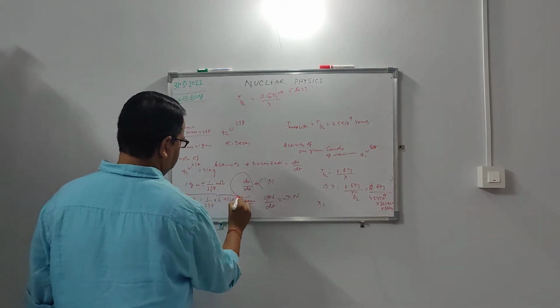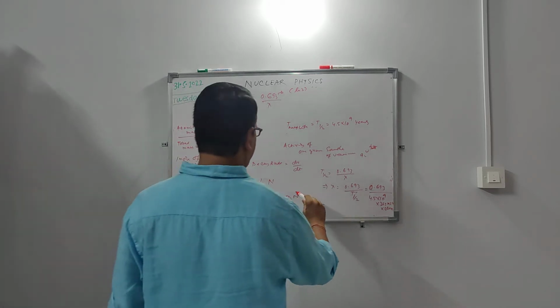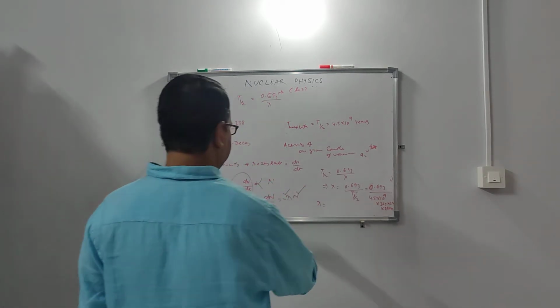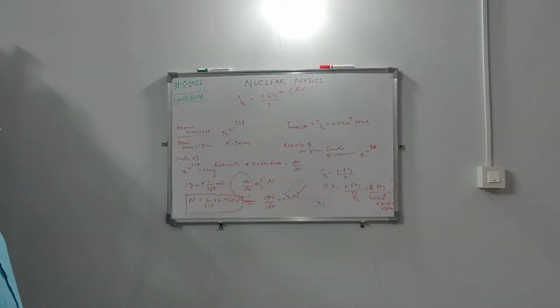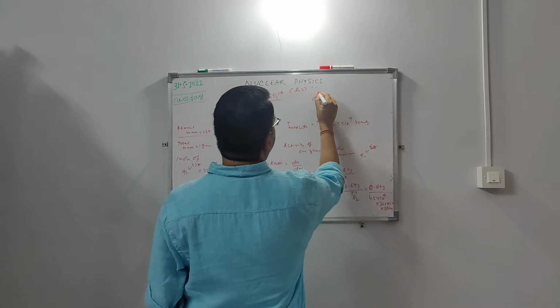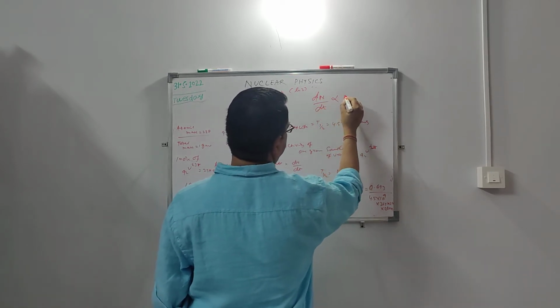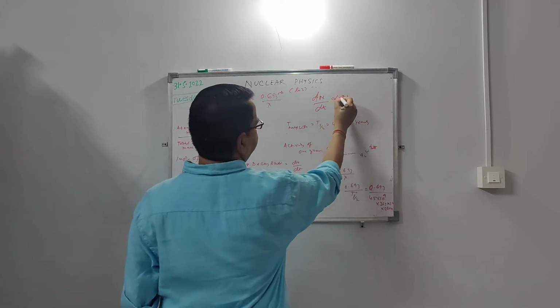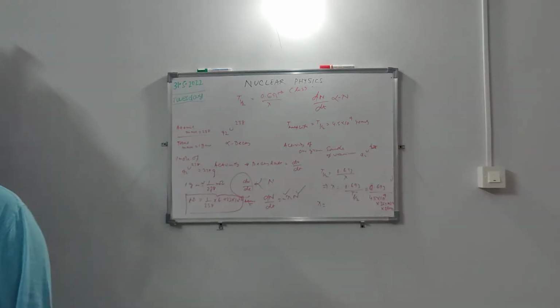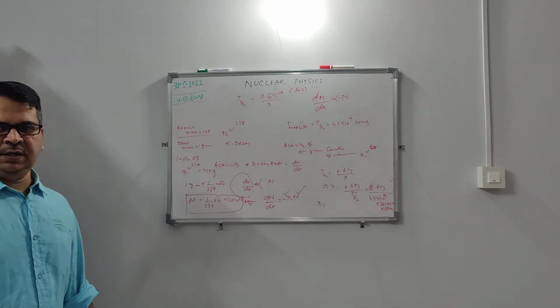So now what I have to do is, I know my number of atoms, I know my lambda, so I can find out dN by dt. You need to just understand the concept. Everything depends on this basic equation. So I'm not going into details of it. Try to practice as many as possible.